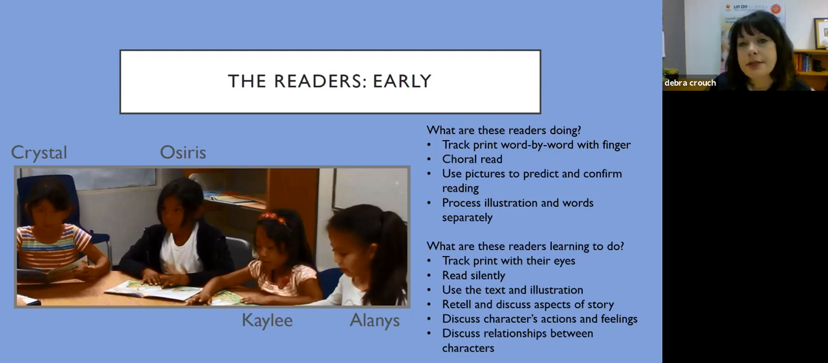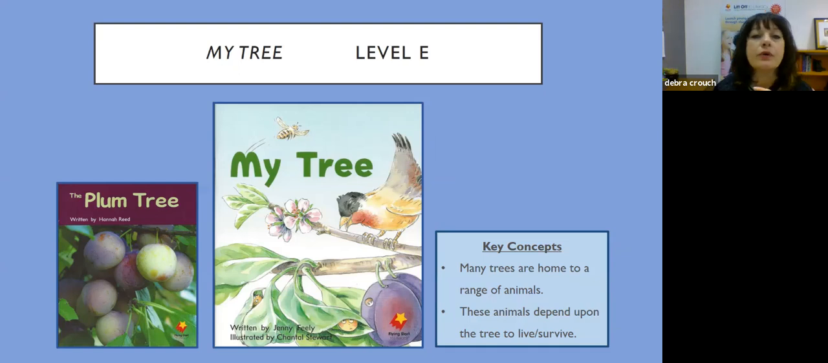The book that you're going to see the kids reading on the video is a fiction story. So one of the things that we want to notice is how the kids are talking about the characters' actions and feelings. And also, even going up into the transitional stage, how they're discussing relationships between characters in the stories. The book that you'll see them reading is a book called My Tree. The text is level E.